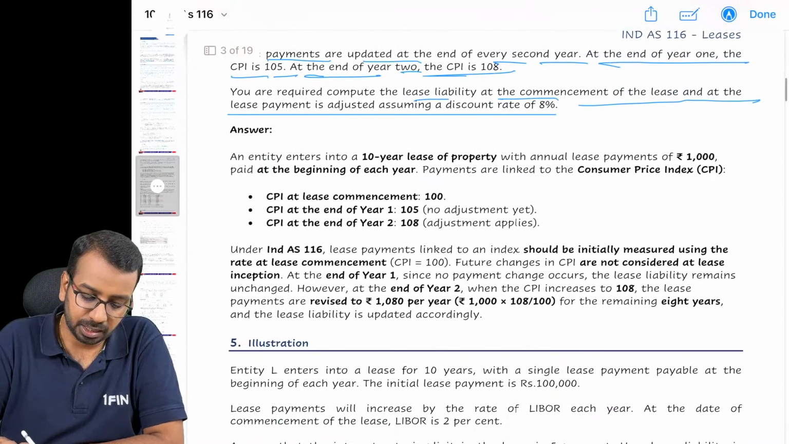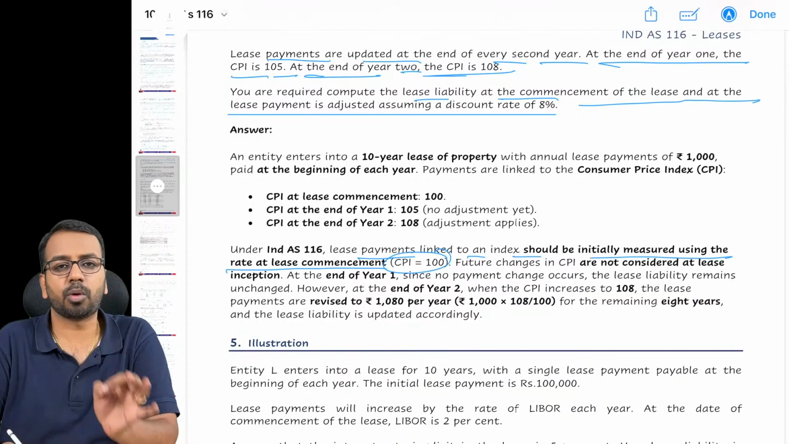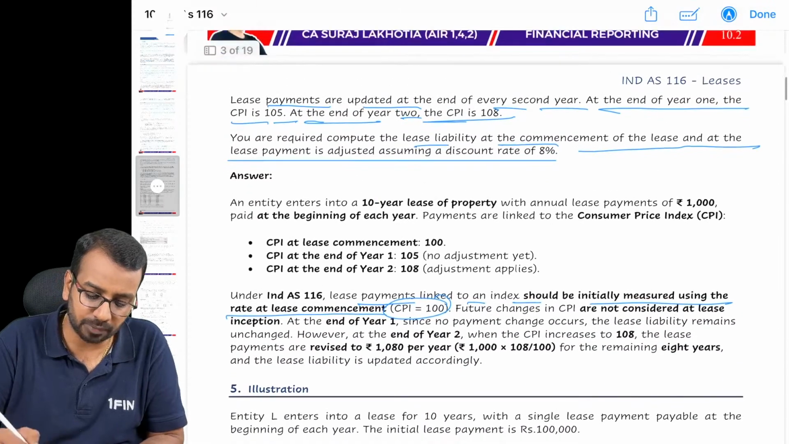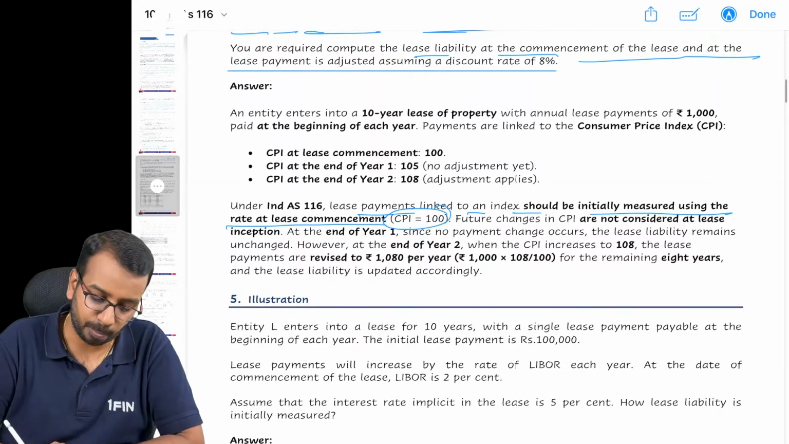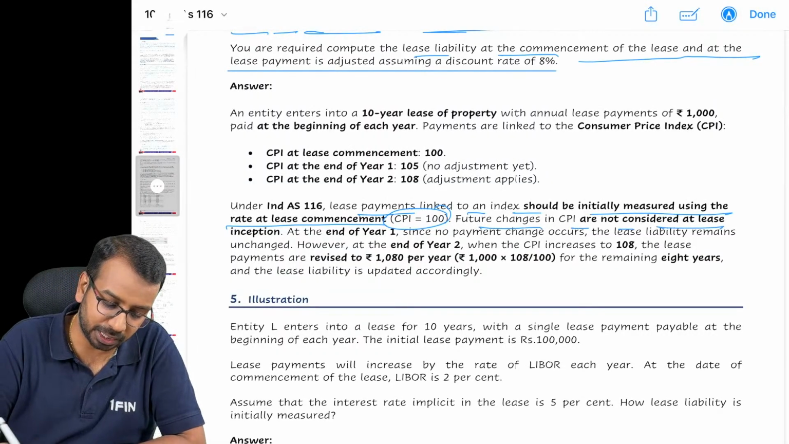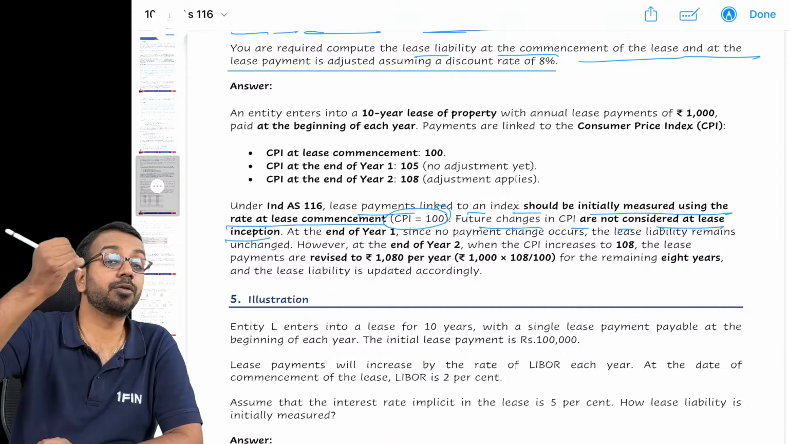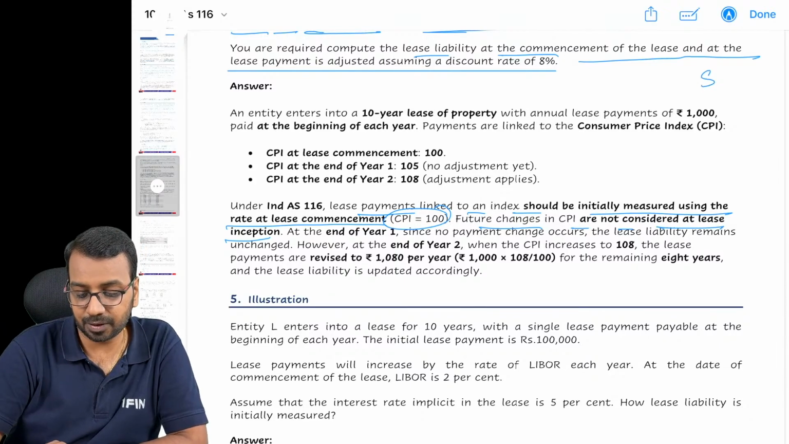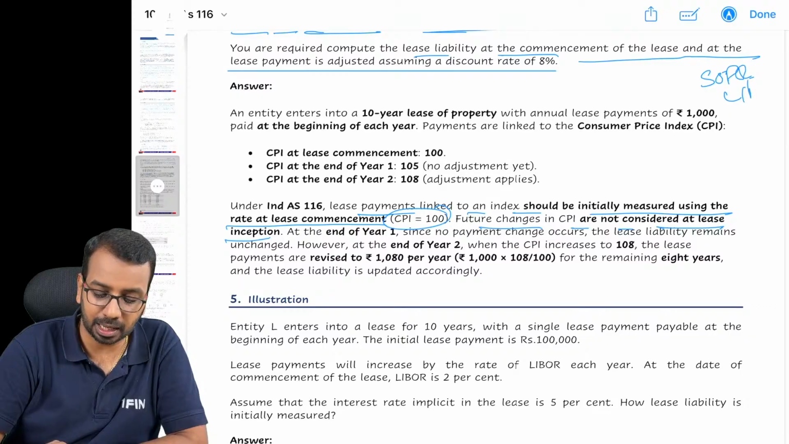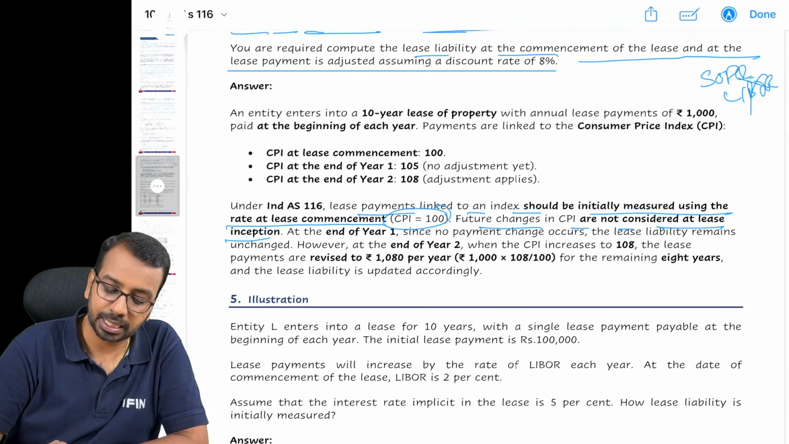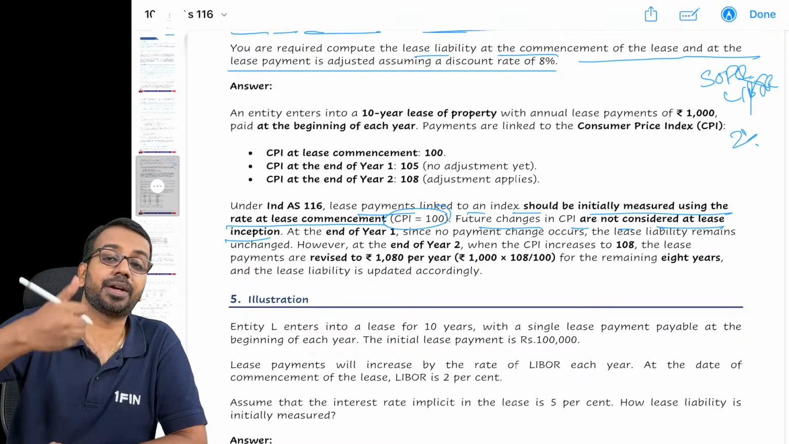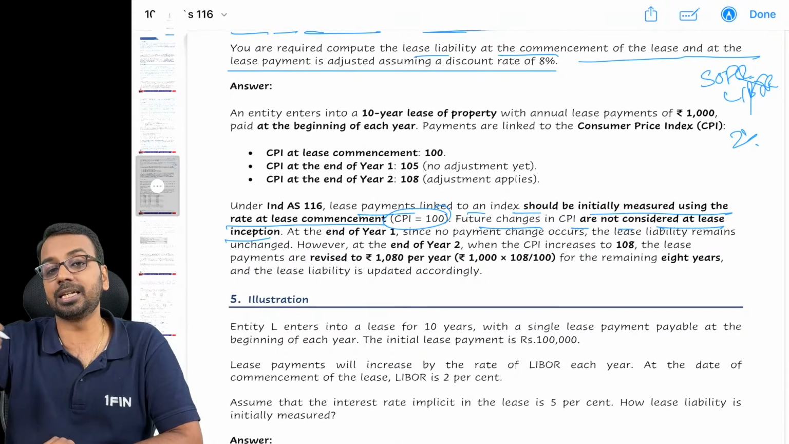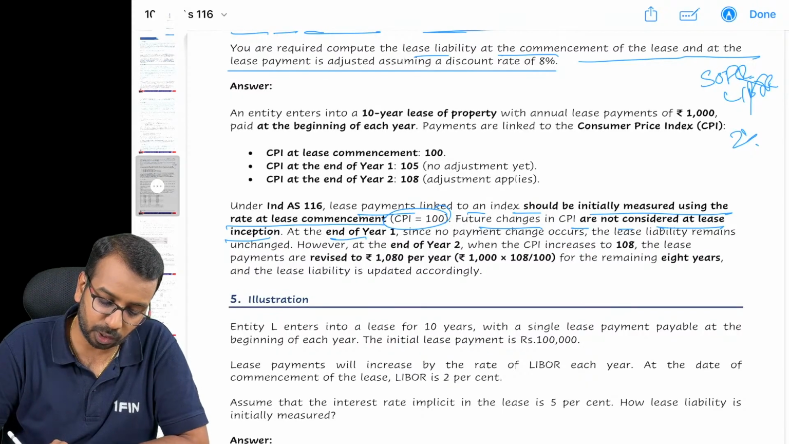So, lease payments linked to an index should be initially measured using the rate at lease commencement, 100. So whatever is 100, I will consider using 100 and I will calculate the lease liability. Future changes in CPI are not considered at lease inception. I will not consider the future change. Whereas, if it is SOFR or LIBOR, which is no longer used, I know 2% every year it increases. So every year, whatever is the rate at the time of entering into the contract, by that I will increase the future payments. At the end of year 1, no payment change occurs.